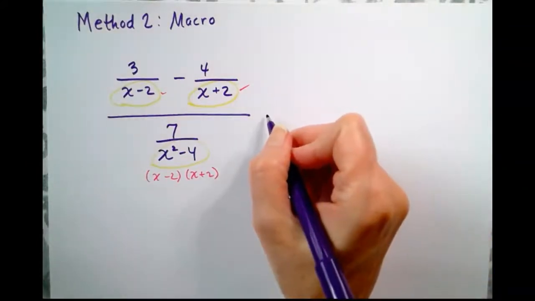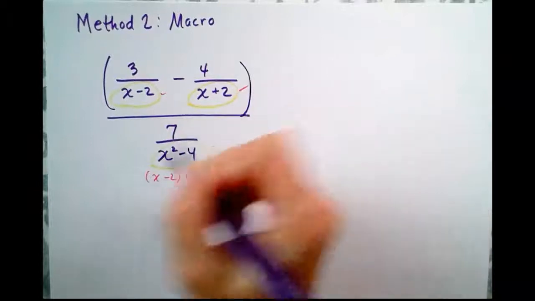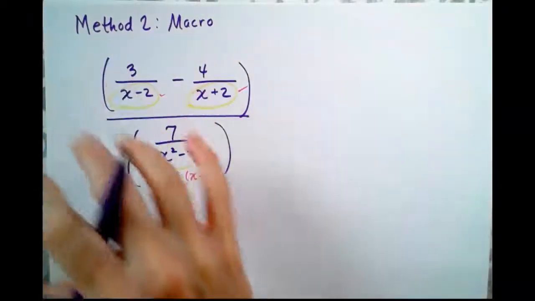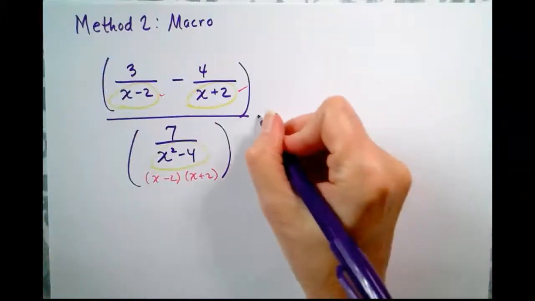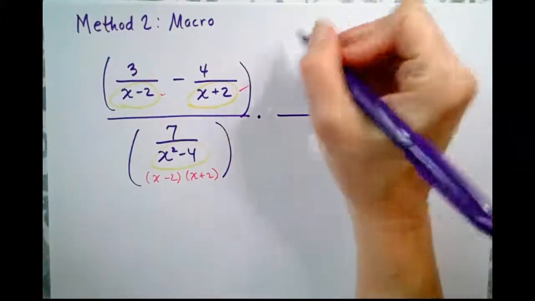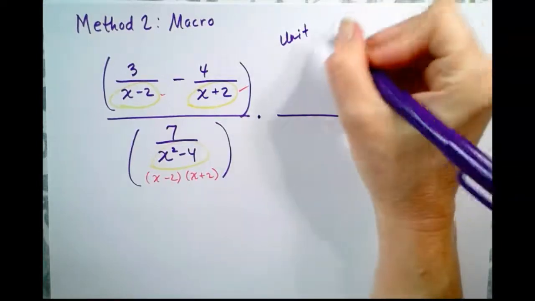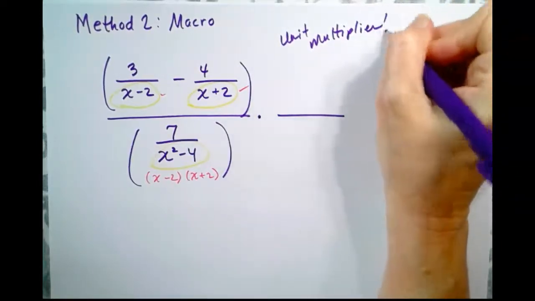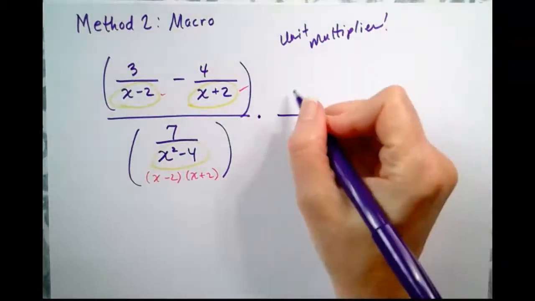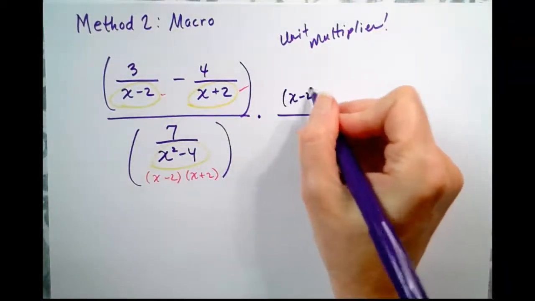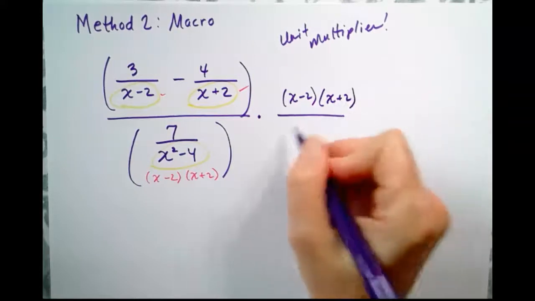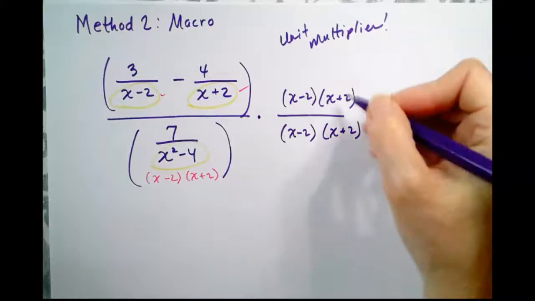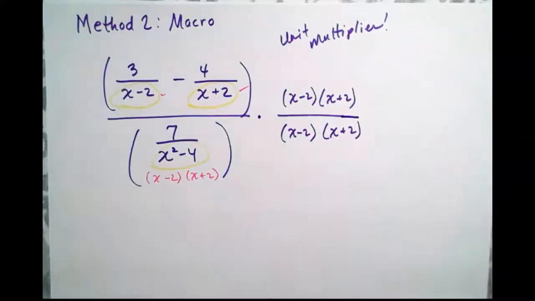So the macro approach says this: what if we find the common denominator for the whole problem, every single part, and we multiply using a unit multiplier, the identity. Remember, a unit multiplier is equal to 1. And what if we multiply top and bottom by that common denominator over itself? Remember, this guy is equal to 1. So what's going to happen here?